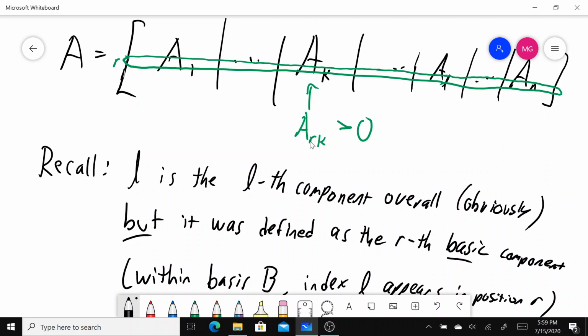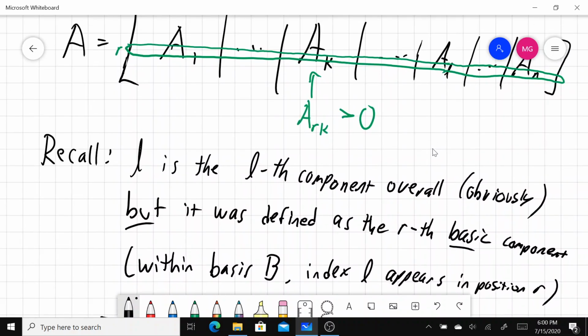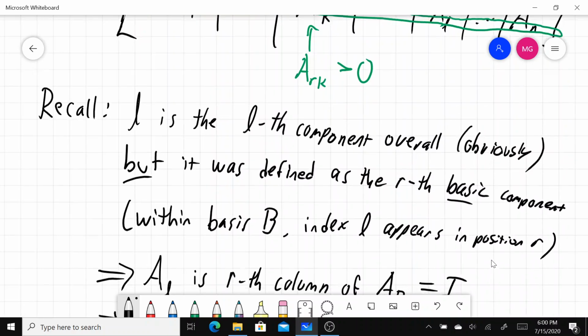Remember, we picked R to be some index that realized that minimum ratio of the BIs over the AIKs, where the AIKs were positive. So that must mean in particular that this one, ARK, is positive, and that suffices to show that when you take out this column from your basis B, but add in this column to make a basis B prime, you will still span all of R^m. In other words, B prime really is a basis.